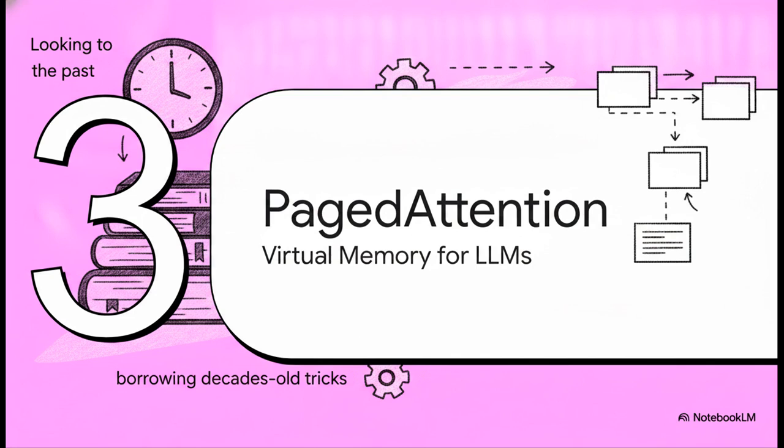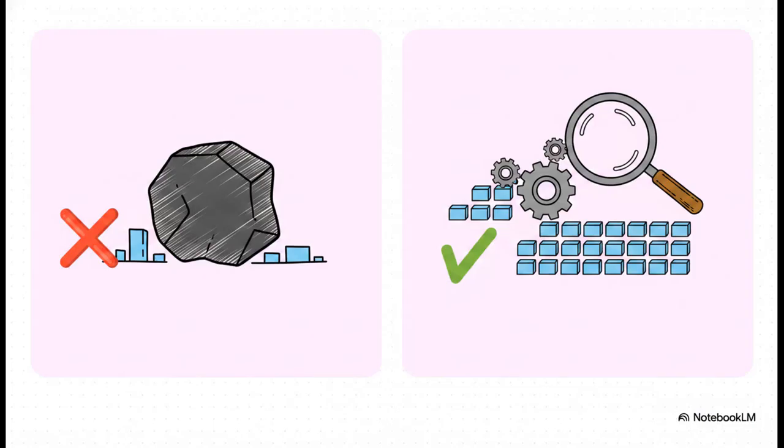Let's move into our third section, paged-attention and virtual memory. The researchers behind the open-source vLLM framework realized something profound. KV cache management is, fundamentally, an old-school memory systems problem.